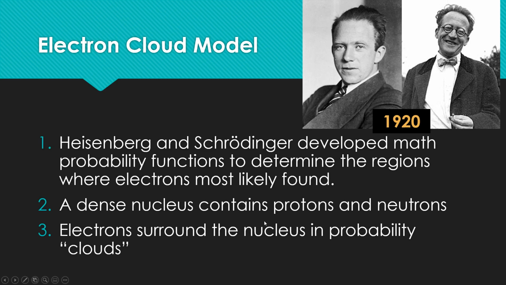All right. Moving on to Heisenberg and Schrodinger, which I bring up just because it's fun what they talk about. So they developed math probability. So this isn't even observation anymore. This is just a math function that they kept getting the same answer over and over again. And that determined that there were regions where electrons were likely found. So there is this dense nucleus that contains protons and neutrons. And then they said where the electrons are can be established by this math function, which will tell you the regions of high probability. And they called these regions clouds. These electrons were in what they called clouds.